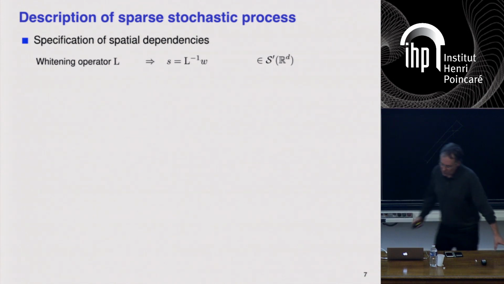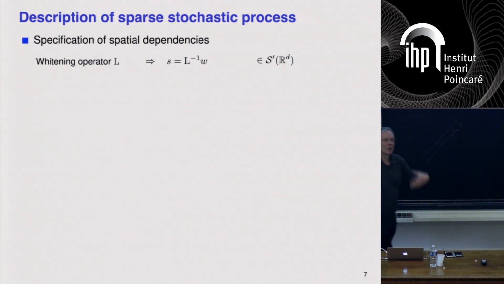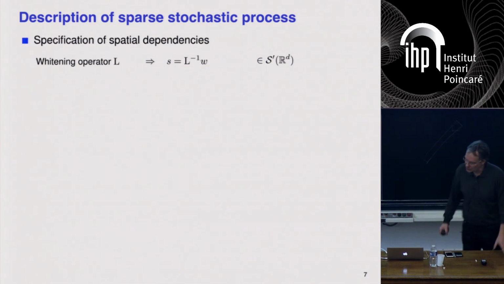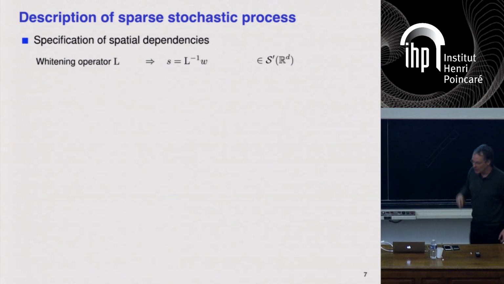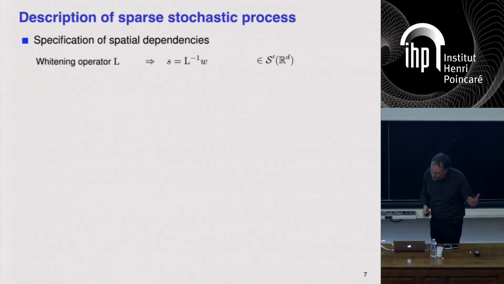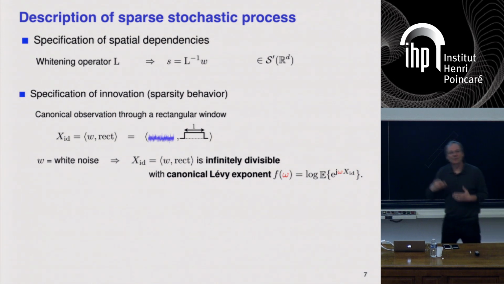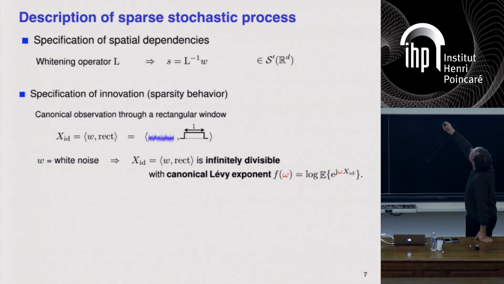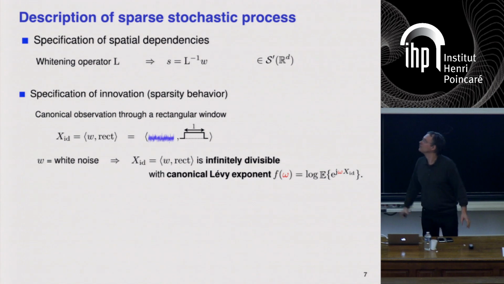So now, description of sparse stochastic processes. What you have is the L, and in some sense the L defines the correlation structure, like second order statistics, of your process. Now, with a twist: the S is considered as a random tempered distribution. And then what about the sparse in the sparse stochastic process? Actually, the sparse part is completely embodied in the W, which is the noise.